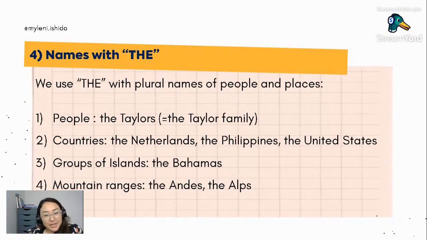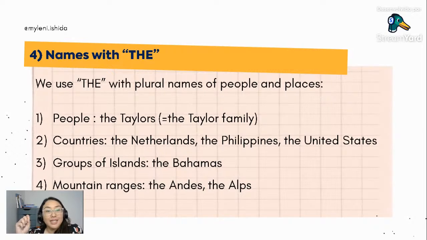Countries, the Netherlands, the Philippines, the United States. If you notice, with the countries, every time I have the idea of something that is in the plural, of course, it's a combination of things, okay? The Netherlands, we think about the different lands together, right? The Philippines is a combination of islands together. The United States, a combination of states together. We always have to use the definite article.